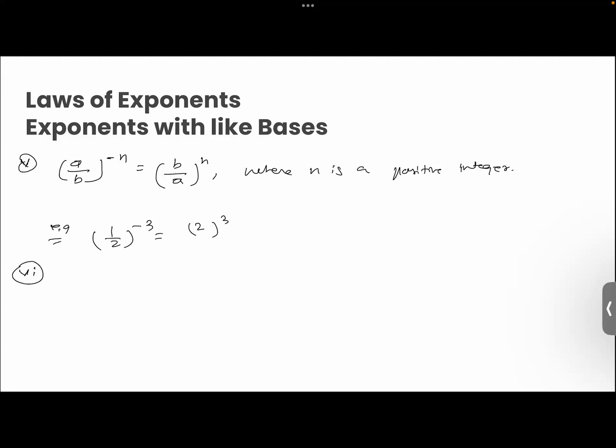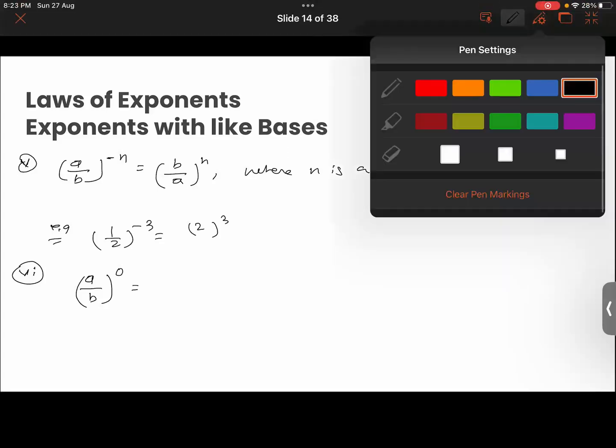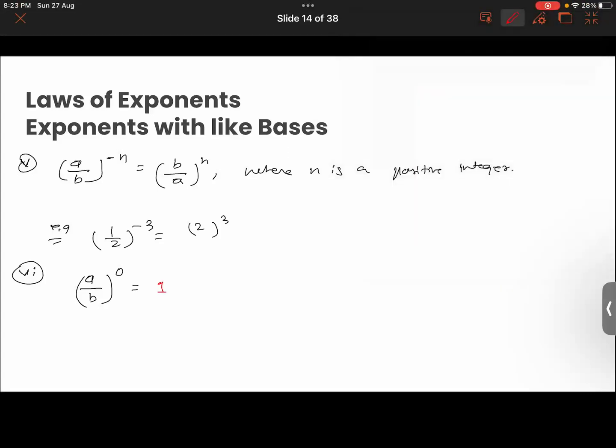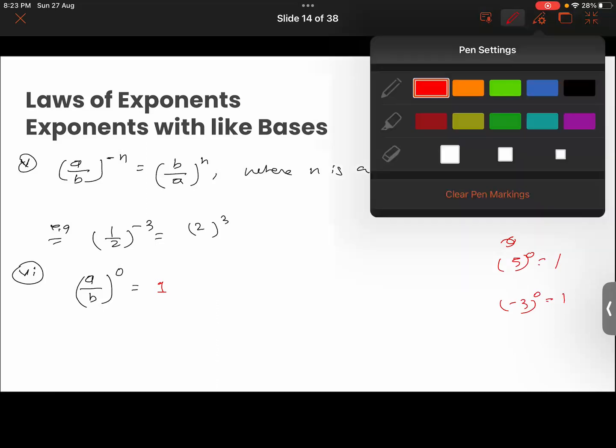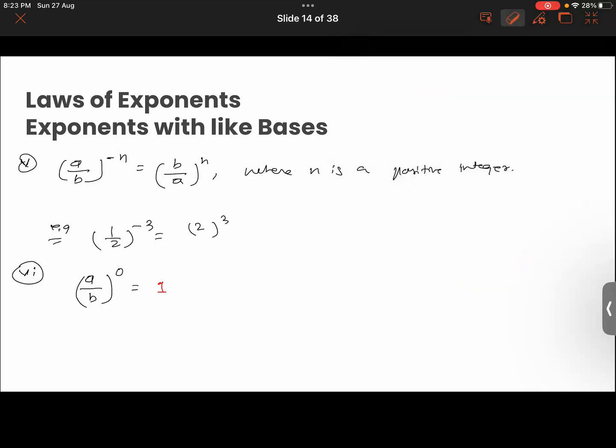Now, if you are having a rational number like a upon b raised to the power 0, the value is going to be what? 1. Obviously 1, same as integers. If you have got 5 raised to the power 0, it was 1, minus 3 raised to the power 0, it was 1. Same as the case was with integers also. So these are basically 6 laws of exponents which we have discussed, right?